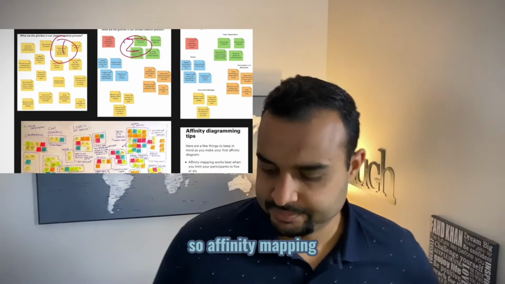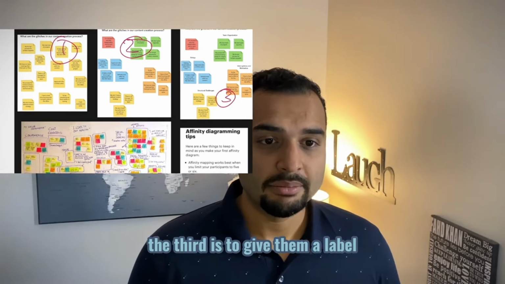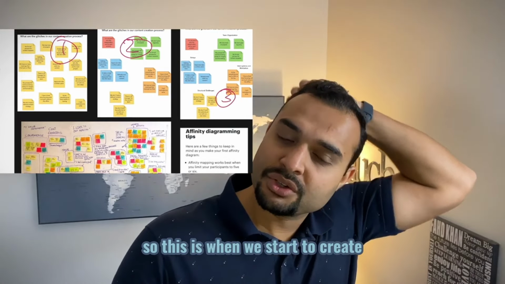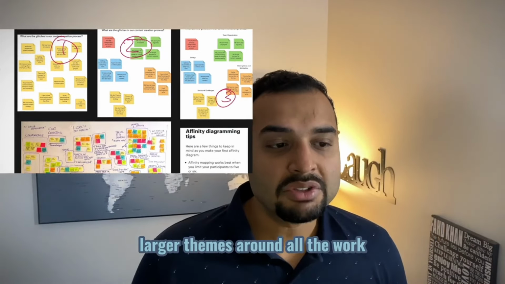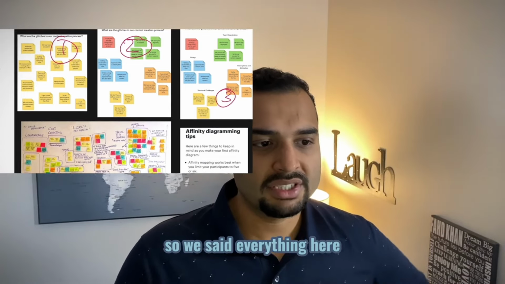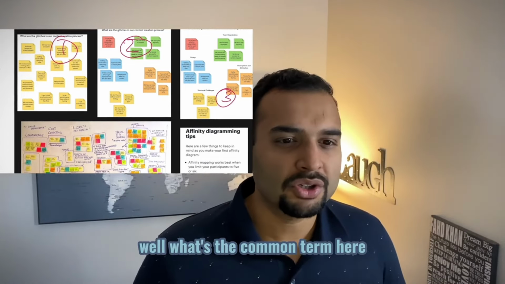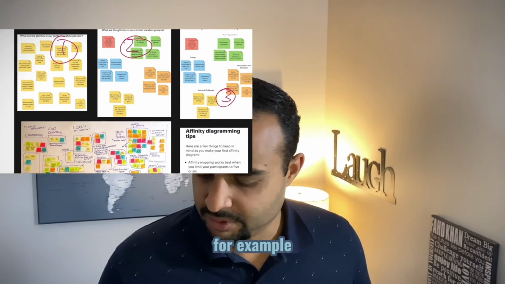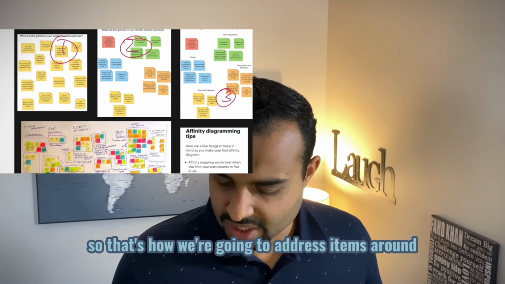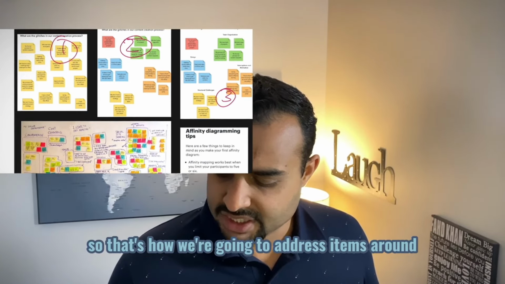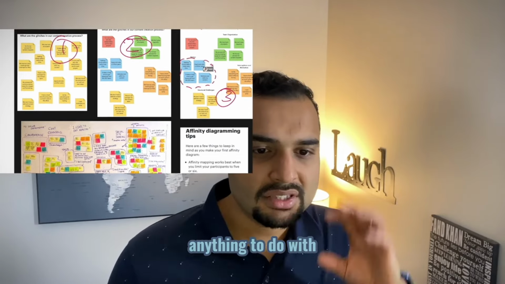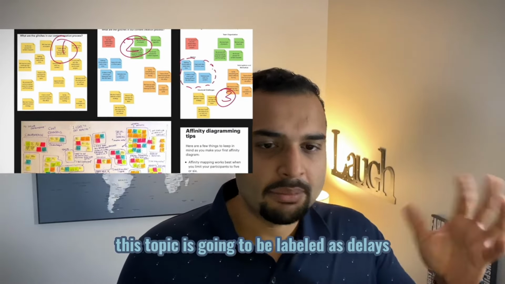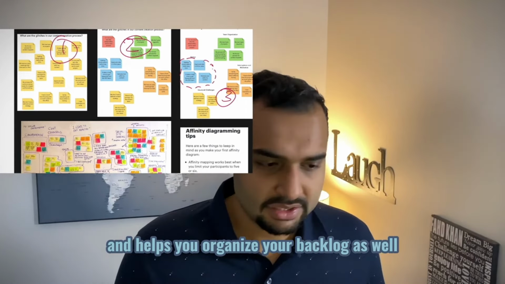So that is affinity mapping. The third step is to give them a label. This is when we start to create larger themes around all the work. So we said everything here, well, what's the common term here on the blue side, for example? Well, that's delays. Okay, great. So that's how we're going to address items around anything to do with this topic, it's going to be labeled as delays, and it helps you organize your backlog as well.